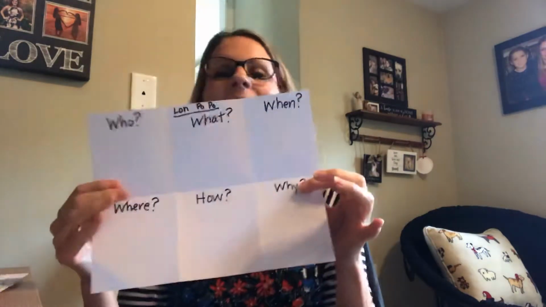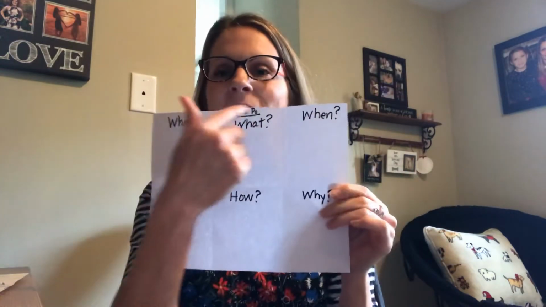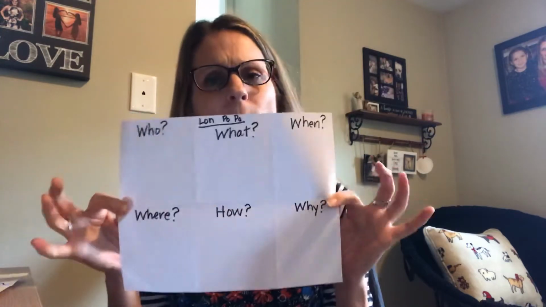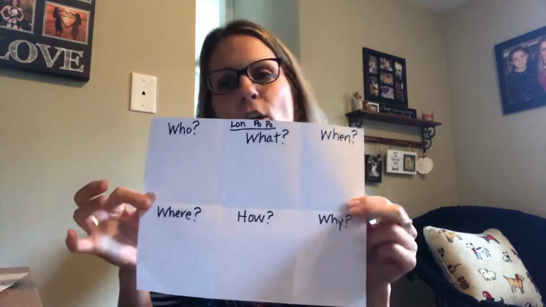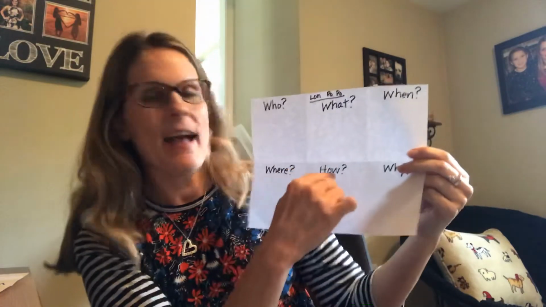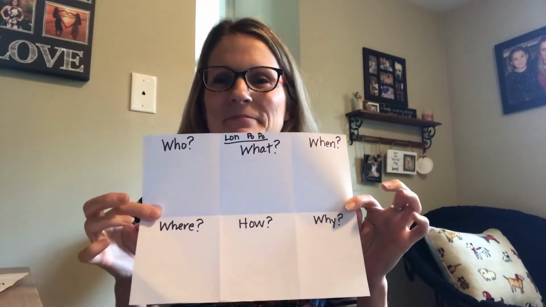So I jumped ahead and I already did that for you. So here's my little organizer that I'm going to use today when we're reading. I just put the title at the top and then I just added those questions that I want to be thinking about as we are reading. Who, what, when, where, how, and why. Okay? All right.